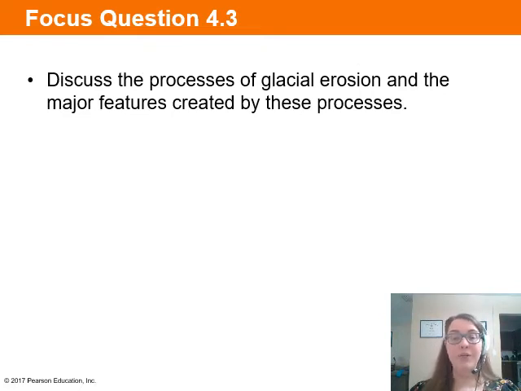So the book goes into great detail about a lot of the different types of erosional features that we will see over glaciers. But I'm going to focus on some of the major ones. So again, the book's going to go into a lot of detail, but I'm going to stick with the more generalized types of erosion, not only for the lecture, but for the quizzes and the exam as well.